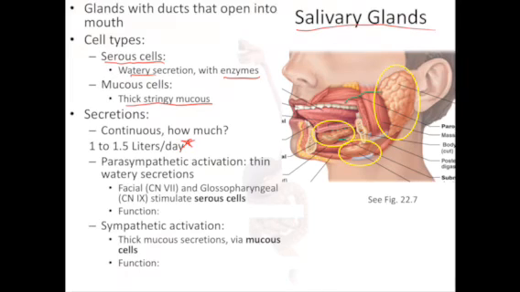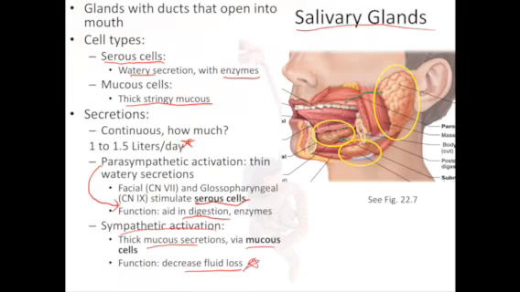Parasympathetic activation will cause the serous cells to activate. Okay, that makes sense. Parasympathetic has to do with digestion, right? So that's the one that includes the enzymes, the one that's going to be PNS driven. And then secondly, sympathetic activation with that thick mucus secretion is going to activate those mucus cells only, and that'll help us decrease fluid loss when we're under stress.